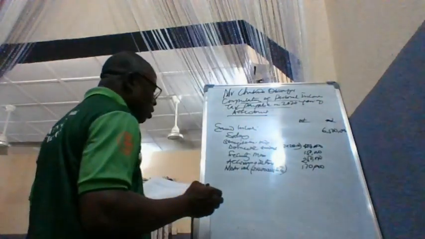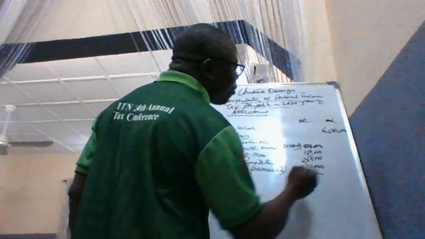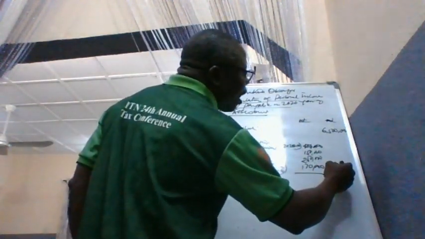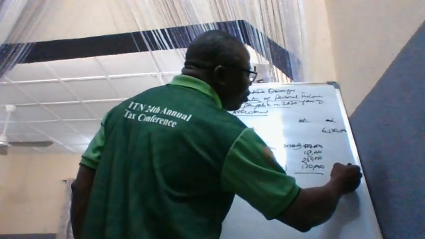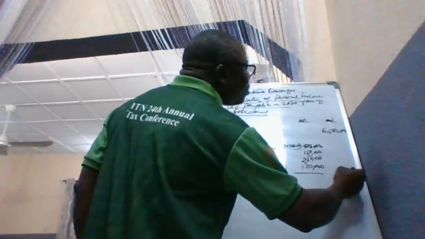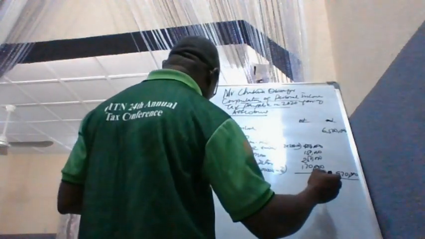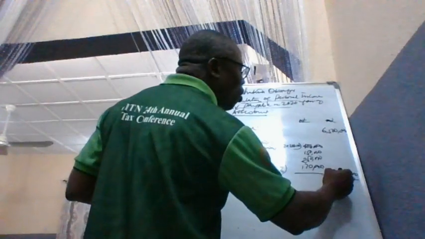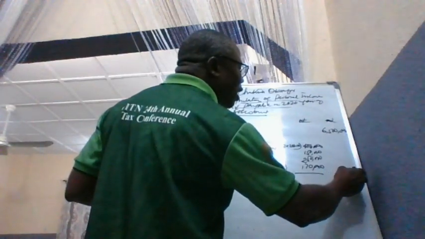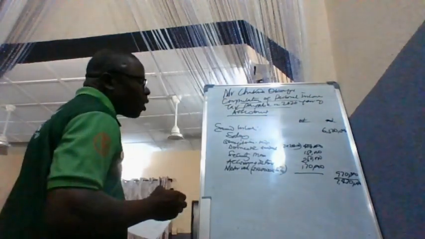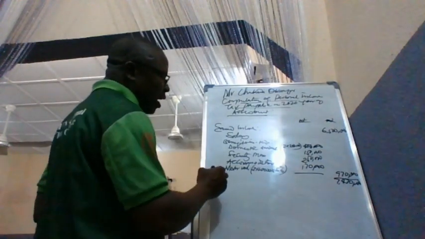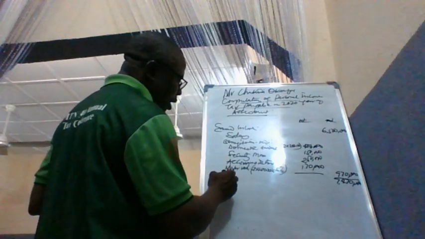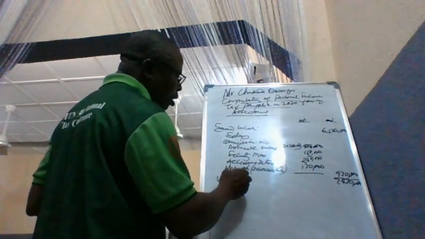Is there any other thing? I don't think there is any, so we need to sum this up. If you add all this together, you are going to have 970,000 naira. Add it with the salary, and that will give you the sum of 7,470,000 naira. The next one is to consider unearned income.